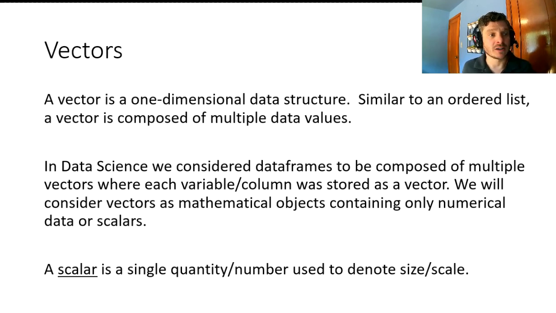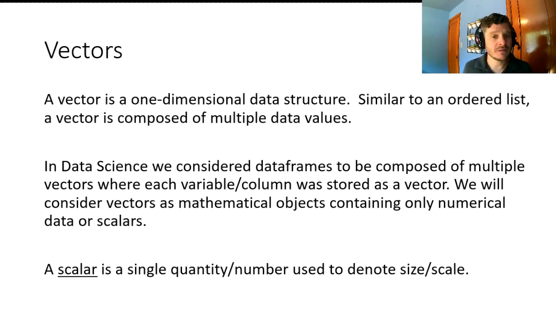But what is a vector? Well, a vector is a one-dimensional data structure, very similar to an ordered list. And a vector is composed of multiple data values. So it's a one-dimensional structure. Again, it's only got one set of values to it. It's an ordered list, which means it has multiple data values in it. And we talked about vectors in data science because we considered our data frames to be composed of multiple vectors, where each variable or column was stored as a vector. Now, again, that is absolutely a vector structure.